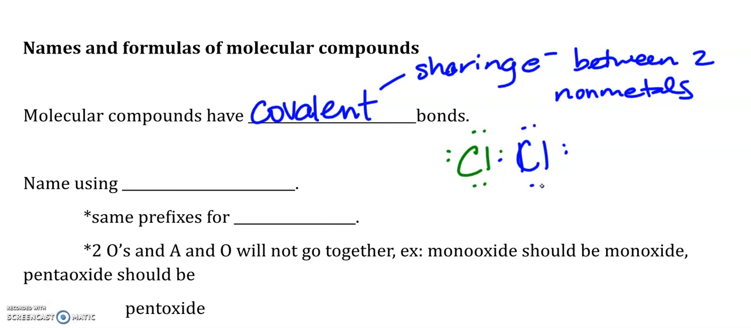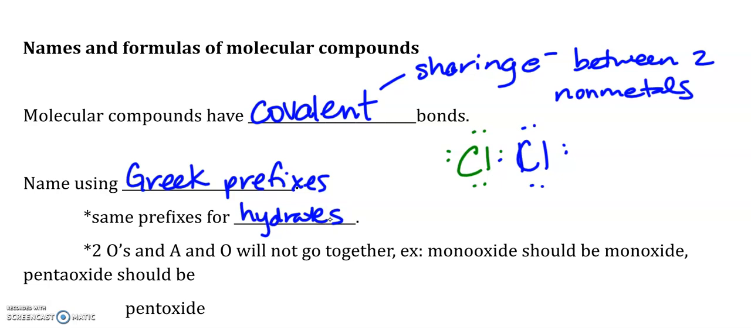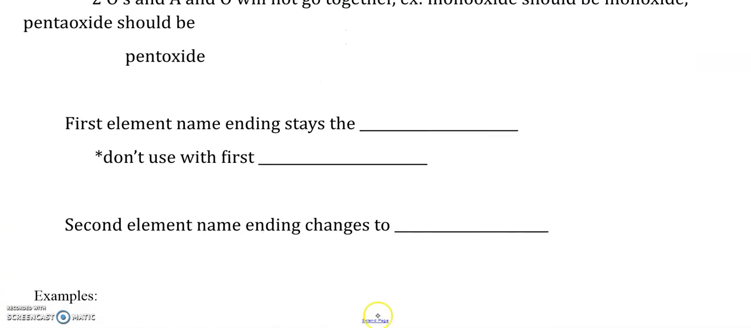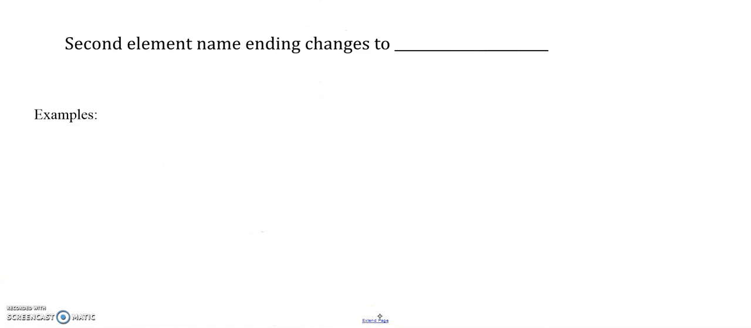So we name them and then reverse write formulas by looking at these Greek prefixes in their names. And these are the same prefixes that you would use if you were naming hydrates. So let's quickly write down what these prefixes are. 1 through 10. And if you have room, I'm going to move them down here. Okay, so the prefixes.